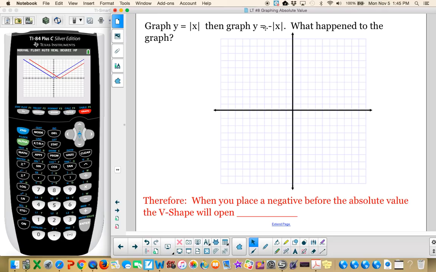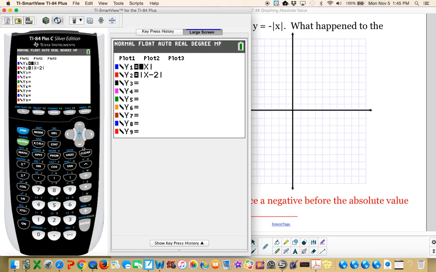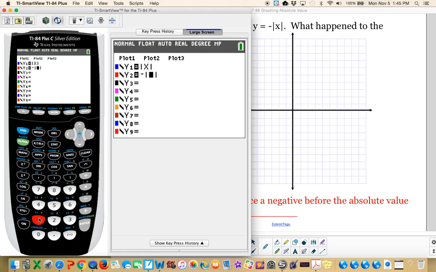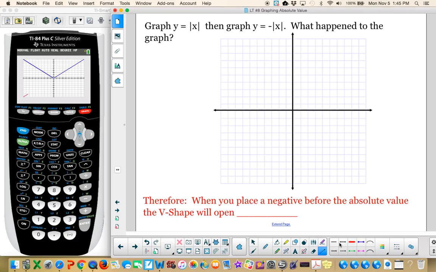What do you think happens if we have a negative on the outside? So when you place a negative before the absolute value, what will happen to the V shape? Let's go to the y equals, go to the second equation, clear it out, and let's go negative down here. Then math num abs, negative absolute value of x, and I'm going to graph it. There's our parent function. Let's graph that.